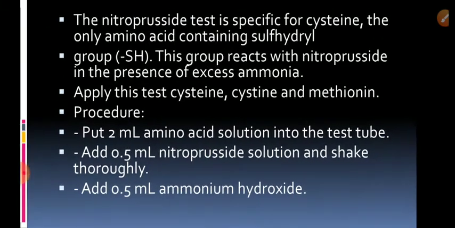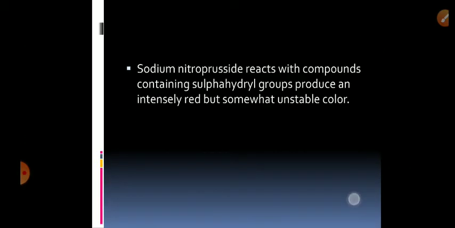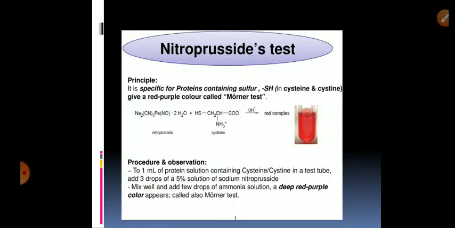So you have to take 2 ml of protein or amino acid solution in a test tube. To it you add 0.5 ml of sodium nitroprusside, shake it, and then add 0.5 ml of ammonium hydroxide. So: 2 ml protein or amino acid solution, 0.5 ml sodium nitroprusside and 0.5 ml of ammonium hydroxide solution. Sodium nitroprusside reacts with compounds that contain the sulfhydryl group, that is proteins, and produces an intense red color, but the red color is quite unstable.